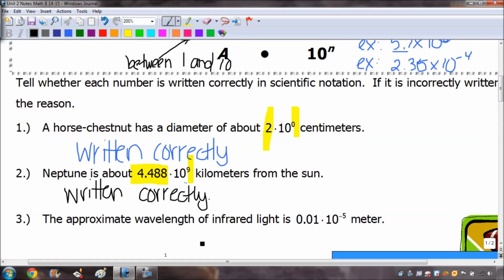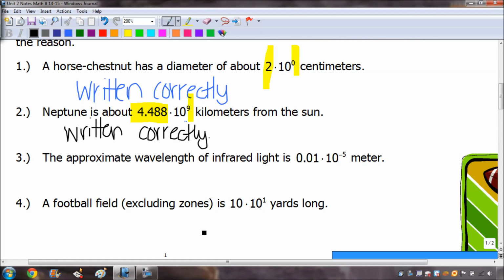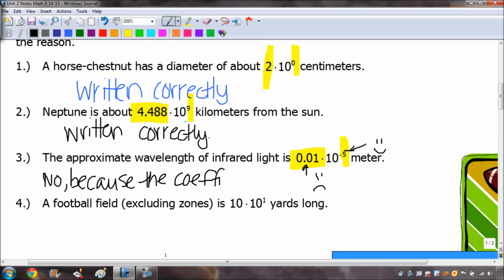So then let's look at number 3. The approximate wavelength of infrared light is 0.01 times 10 to the negative 5th power. So for this question right here, my coefficient is 0.01 and my exponent is negative 5. My exponent is okay because it's an integer, but my coefficient is not good because it's not between 1 and 10, right? It's too small. So what we'll say here is no, because the coefficient is too small. It's less than 1.